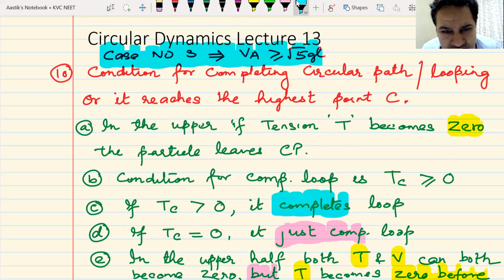Then comes my last case, which encompasses everything that can happen to this particle. What would be case number 4? Case number 1, root 2 GL. Case number 2, less than root 2 GL. Case number 3, greater than, easily complete loop. Equal to root 5 GL, just complete loops.